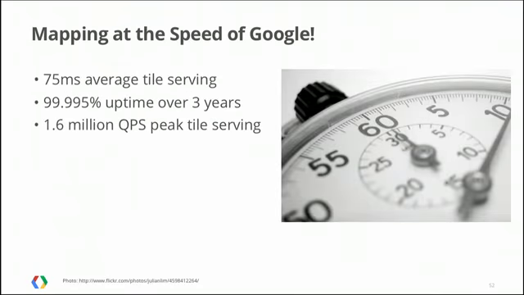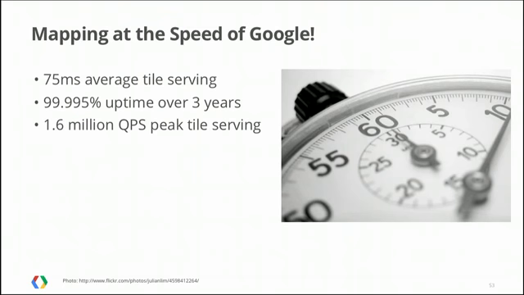And additionally, all of that happens within the context of the rest of mapping at the speed of Google in terms of our products and services. Our tiles that are served for Google Maps, these are the images that load in blocks as the web page loads, have an average of 75 milliseconds for their serving latency, which if you are techie at all is sort of mind-blowing at the scale that this is going on at.